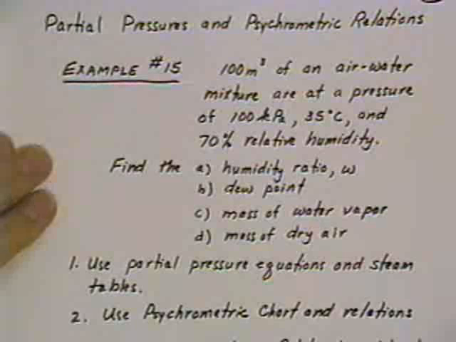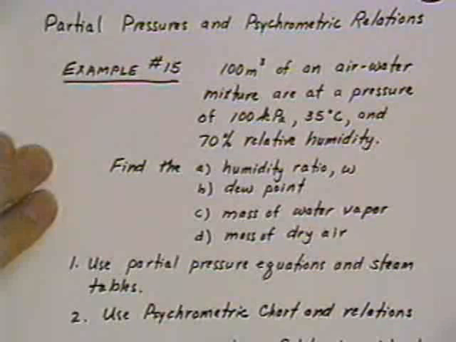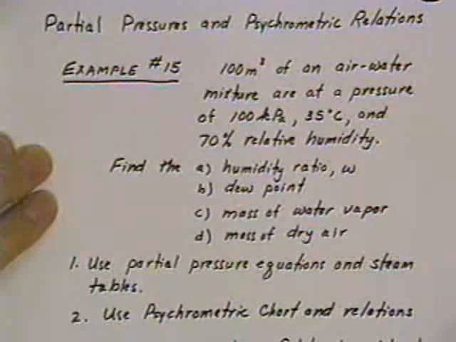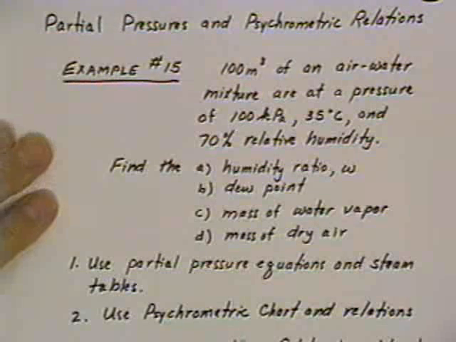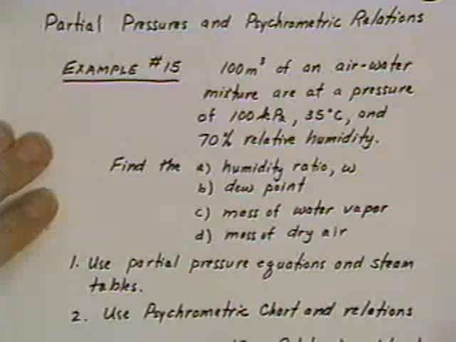We've got this example, we've got 100 cubic meters of an air-water mixture. So the volume is 100 cubic meters. We are roughly at atmospheric conditions. And so we've got a pressure of 100 kilopascals, which is roughly atmospheric pressure, 35 degrees C, and 70% relative humidity. This is a condition that could very well exist in the state of Texas in the summertime with very high temperatures and very high humidities, and very miserable if you're outside in this kind of weather.